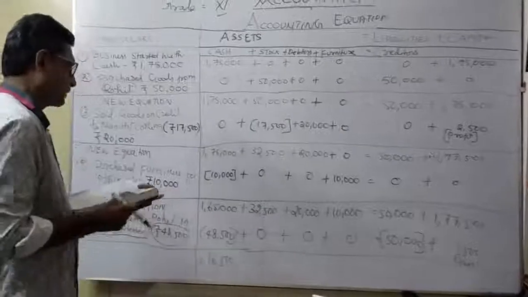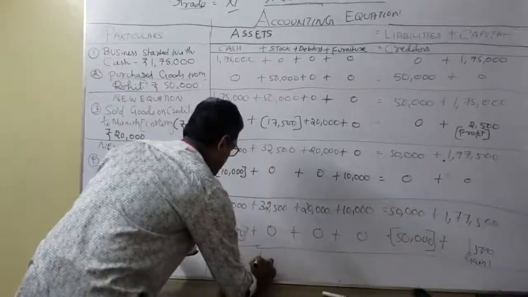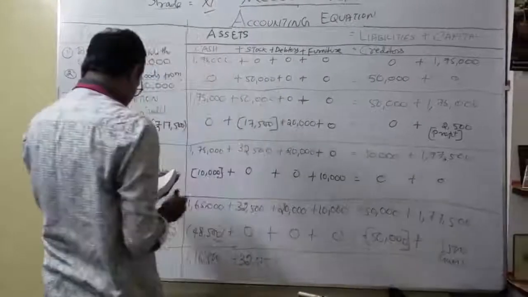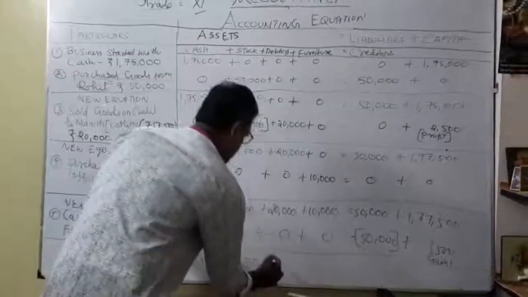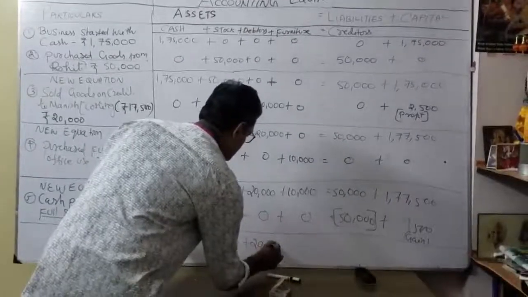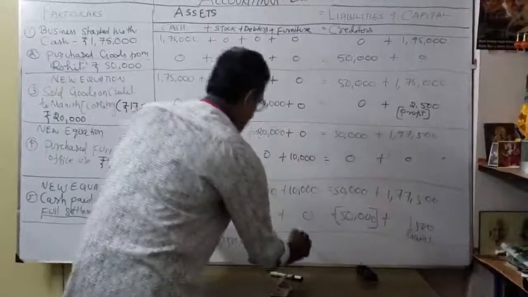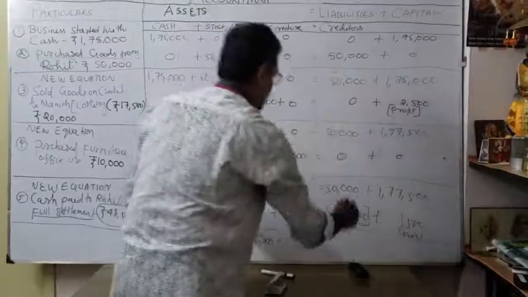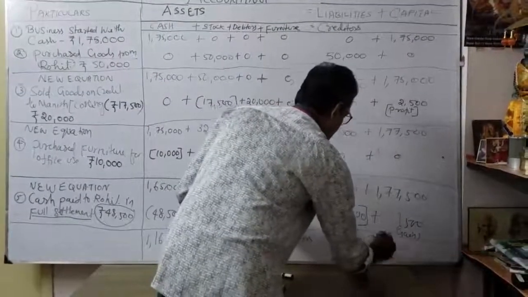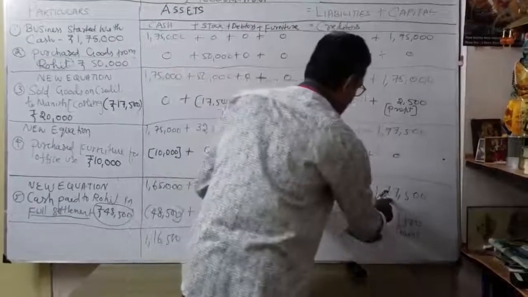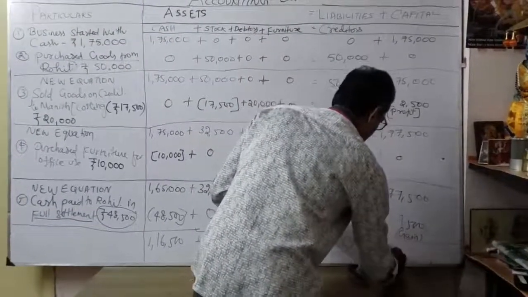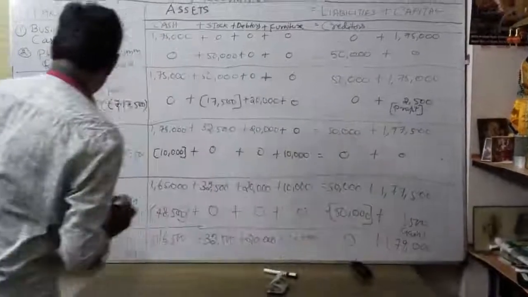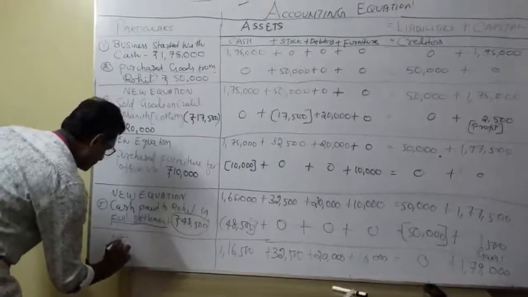1,16,500. Thereafter, my stock 32,500 plus my debtors, still it is there, how much? 20,000, plus my furniture 10,000 is equal to, now creditors nil balance. So 0 plus, how much is my capital now? 1,79,000, my new capital. This was the new equation.